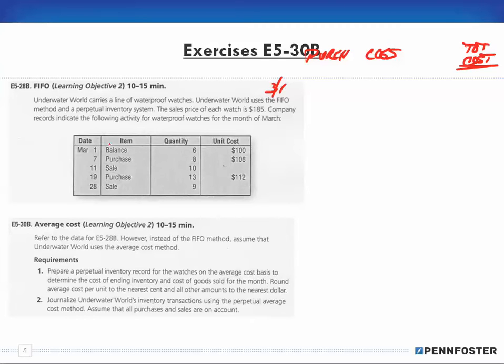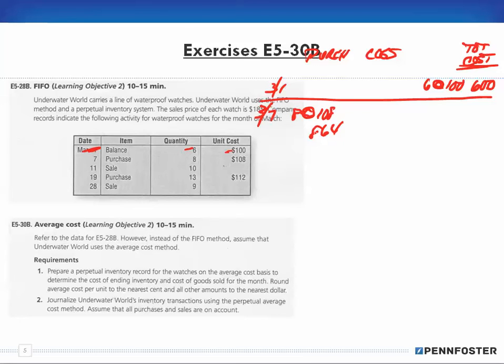And on 3-1, you can see we're starting out with 6 units at 100. So I have 6 at 100, so my total cost for the inventory is $600. That's what we're starting out with. So on 3-7, we're going to purchase 8 at 108. Now, 8 at 108 means the purchase amount is $864, right? 108 times 8 is 864.